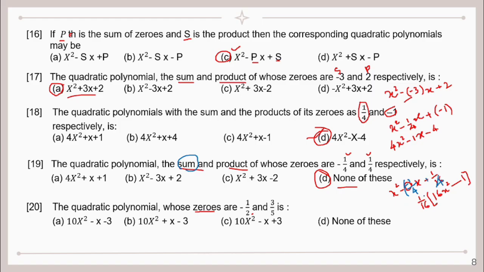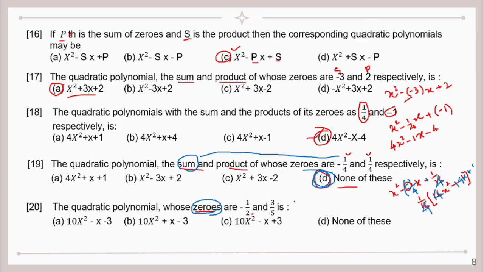Okay. So 1 by 4 is taken out. You will be getting 4x square minus of minus, plus 4x plus 1. 4x square plus 4x plus 1. Then also it is not available. None of the options is available. Only thing you have to be careful is whether it is given as sum and product or directly the zeros. If the zeros are given directly, you have to find the sum and product.